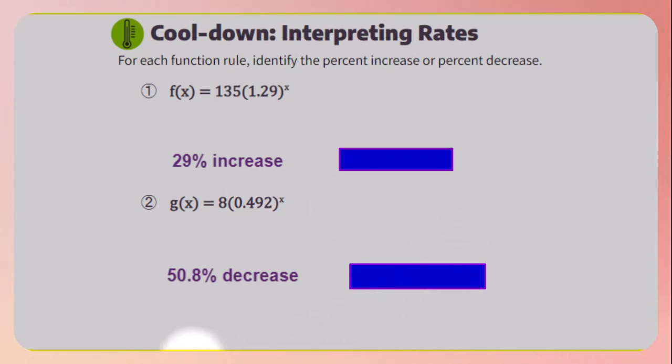Let me write that down. Okay, if we have a number greater than 1, subtract 1 to show the percent of increase. If we have a number that is less than 1, we're going to take 1 and subtract this number from 1 to show us what's left. That's the percent of decrease.